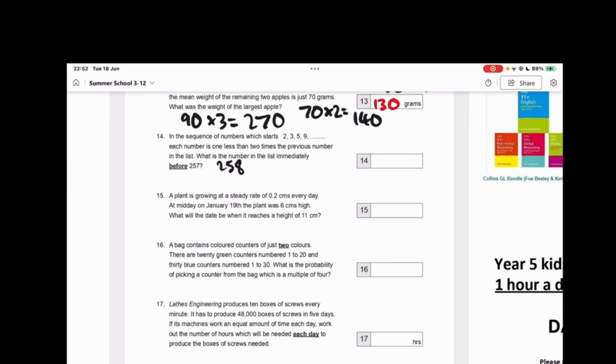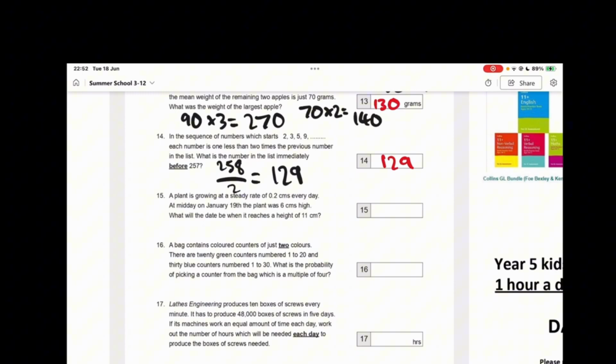And then the previous number must have been 258 divided by 2. So 258 divided by 2 is equal to 129. And that's the answer. Okay, question 15. A plant is growing at a steady rate of 0.2 centimeters every day, and at midday on the 19th of January, it was 6 centimeters high. So what will the date be when it reaches 11 centimeters?